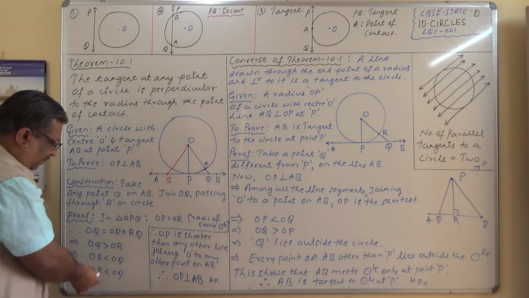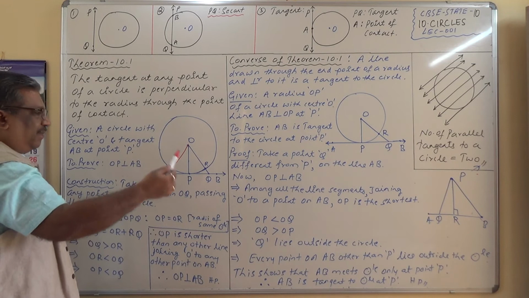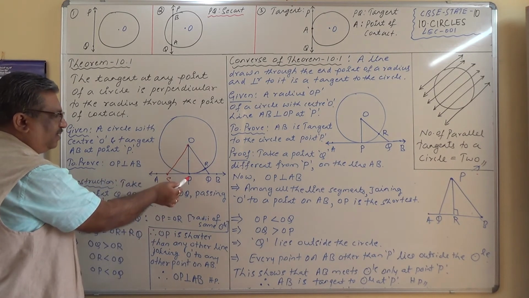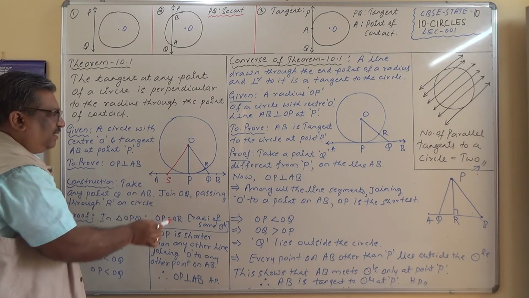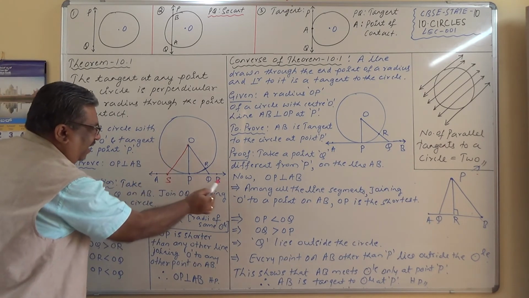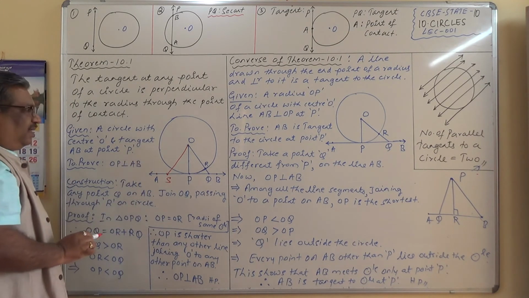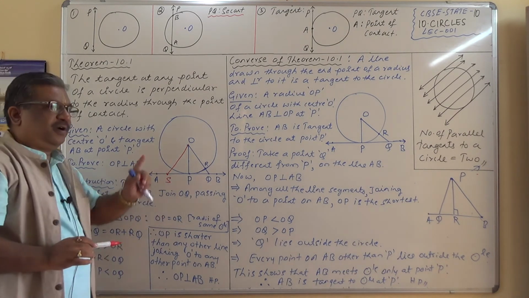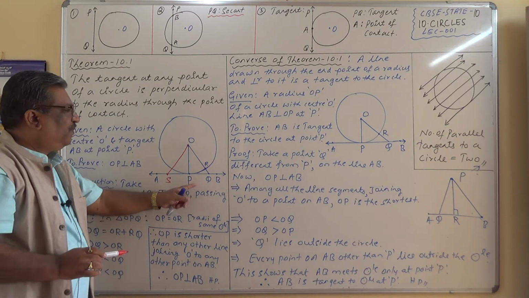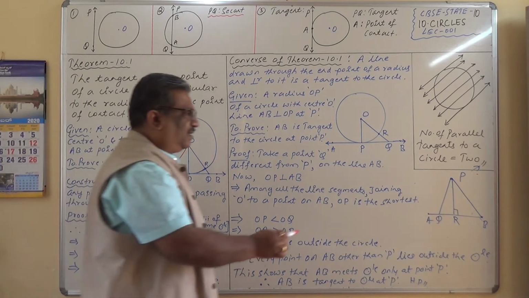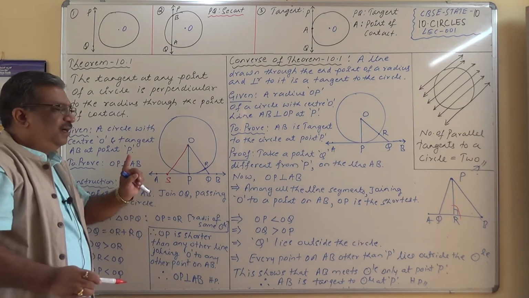Therefore, from this statement OP is less than OQ, it means OP is shorter than any other line segment that joins the center to a point selected on line segment AB other than P. In that case OP becomes the shortest distance between the point O and the line segment AB, and the shortest distance is always the perpendicular distance, and therefore OP is perpendicular to AB.